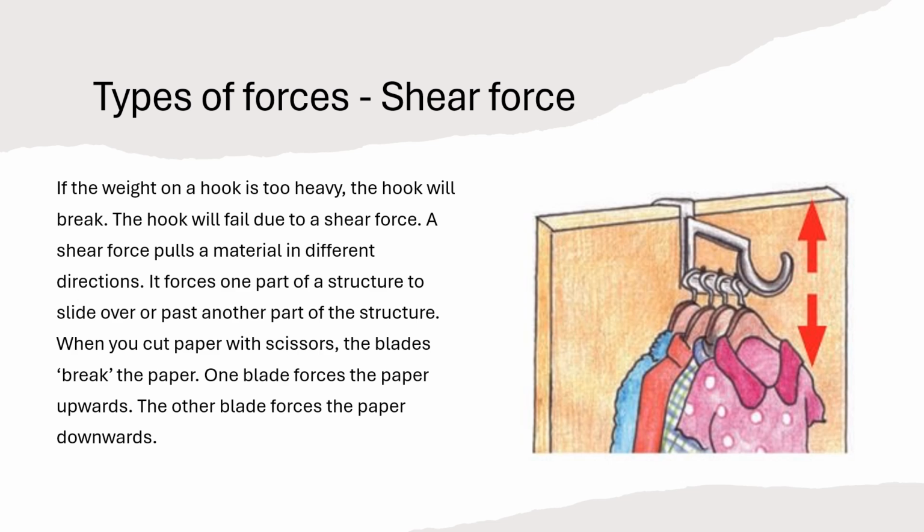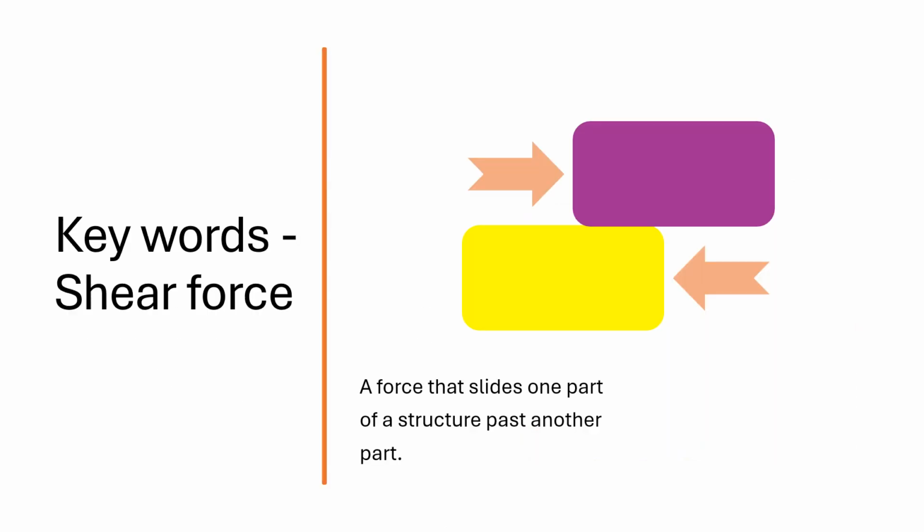When you cut paper with scissors, the blades break the paper. One blade forces the paper upwards, the other blade forces the paper downwards. Keywords: shear force. A force that slides one part of a structure past another part.